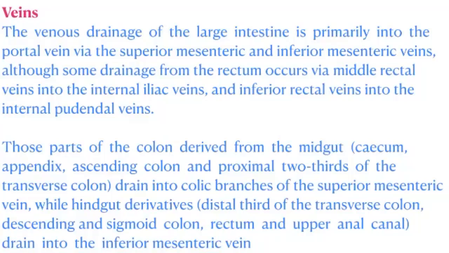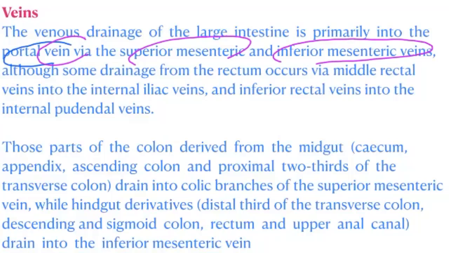venae comitantes by the same names, primarily into the portal vein via superior mesenteric and inferior mesenteric veins, although some drainage from rectum occurs via middle rectal into internal iliac and inferior rectal veins. Those parts of the colon derived from midgut, right, drain into colic branch of superior mesenteric vein, while hindgut derivatives into inferior mesenteric veins.